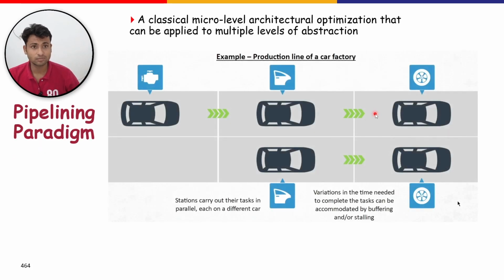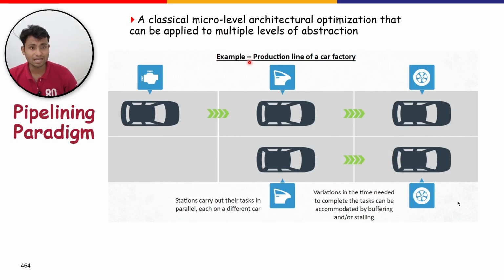So now let's discuss the pipelining paradigm. Pipelining is a classical micro-level architecture optimization that can be applied to multiple levels of abstraction. The thing to notice is that it is a micro-level architectural optimization, unlike others which are macro-level optimizations.